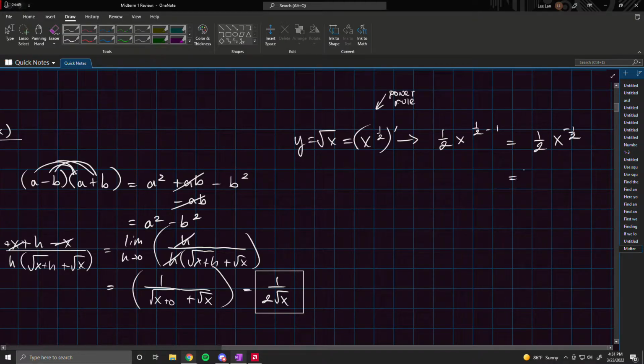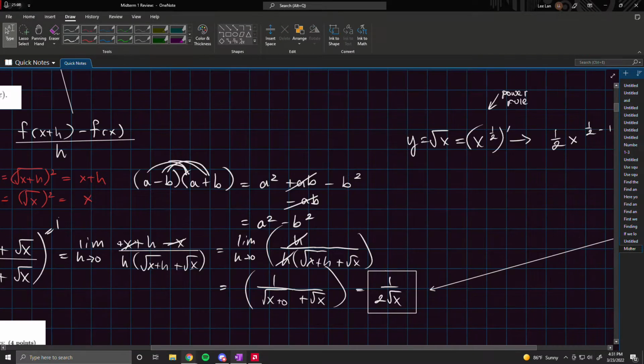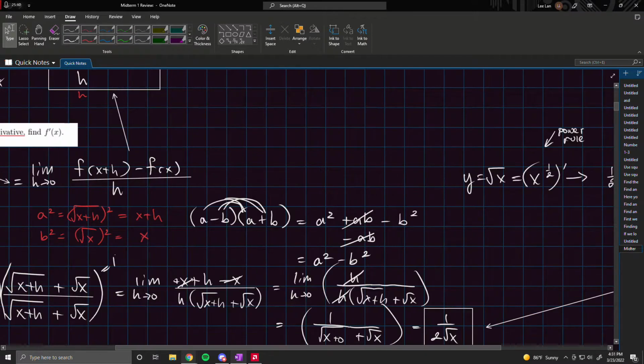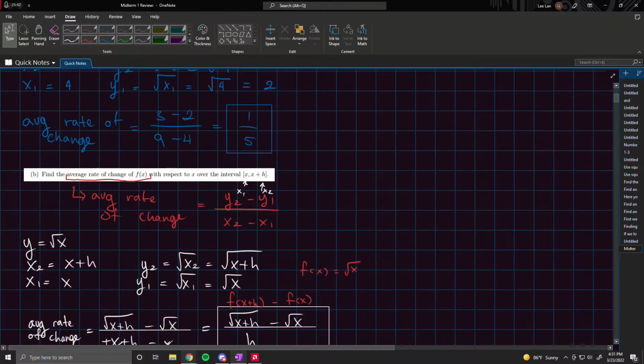Whenever I have a negative exponent, I move it into the denominator. So that's 1 over 2 x to the 1/2, and x to the 1/2 is the same thing as root x. And these are the same, so we know that we did our work right. So that's part C.